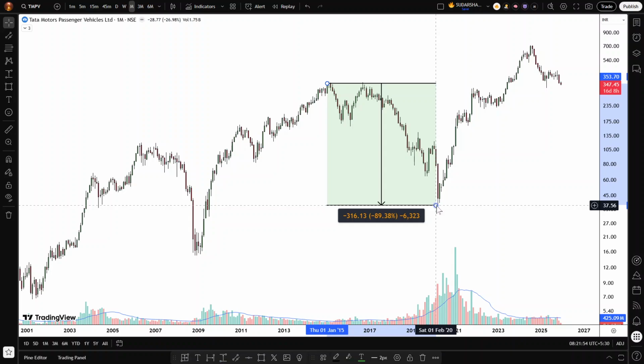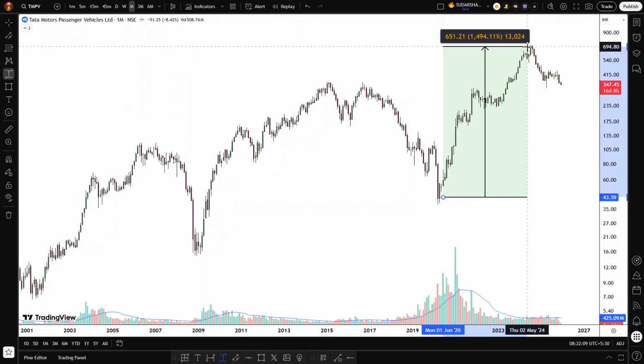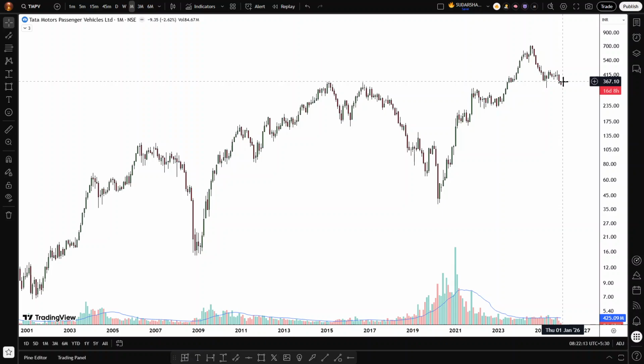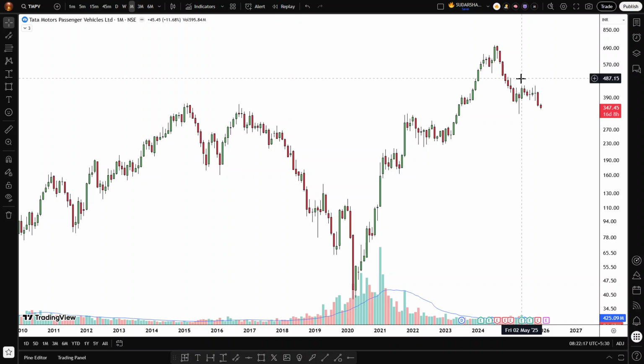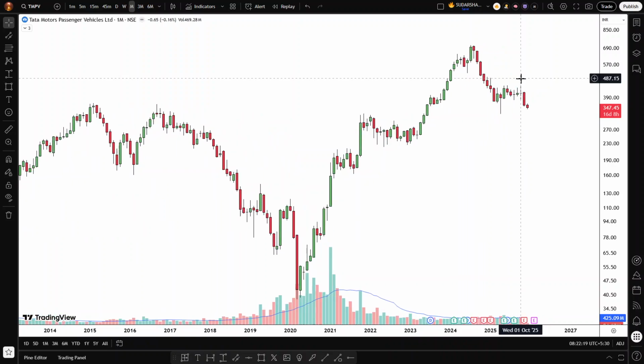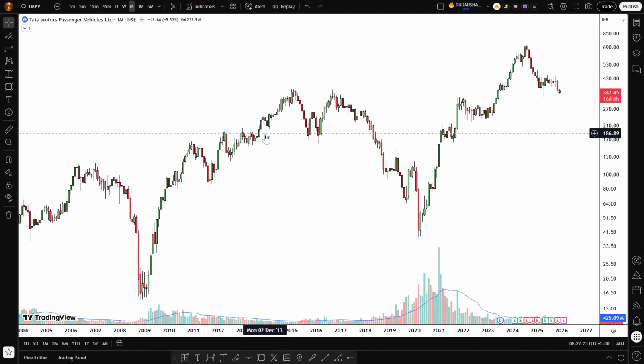How much is that? 90% gone, 90% gone. If you had invested from here to here, you would have made, let's say if you had exited, 1400% returns, then again 50% off. Stocks work in cycles. You need to understand the charts before entering. You need to understand the history of the chart.